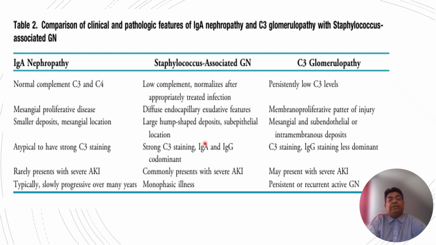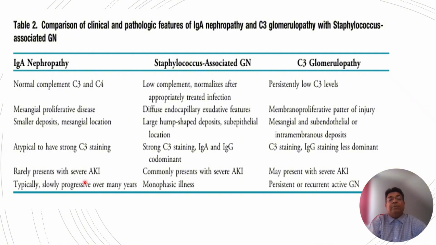As far as immunofluorescence, IgA nephropathy usually has strong IgA staining, and it's very atypical to have strong C3 staining. Post-infectious GN will have strong C3 staining, but also codominant IgG staining. And then C3 glomerulopathy, the C3 staining is the strongest, and others are much less prominent.